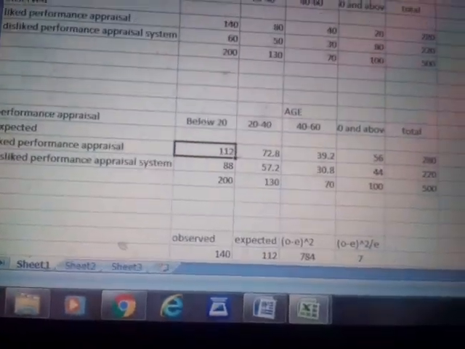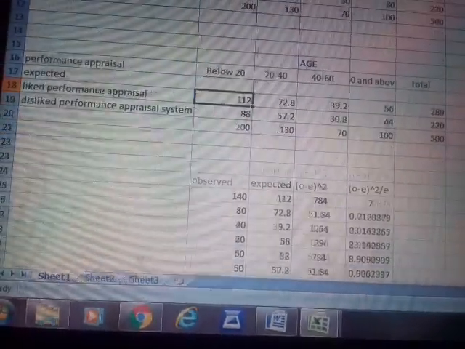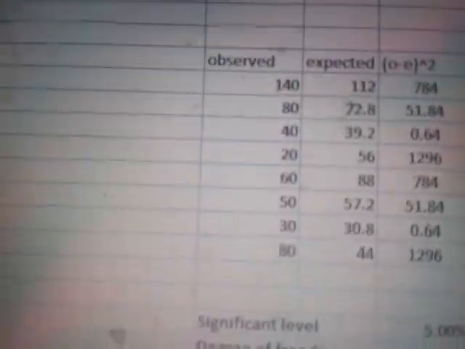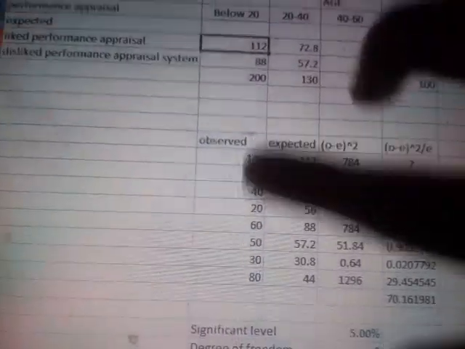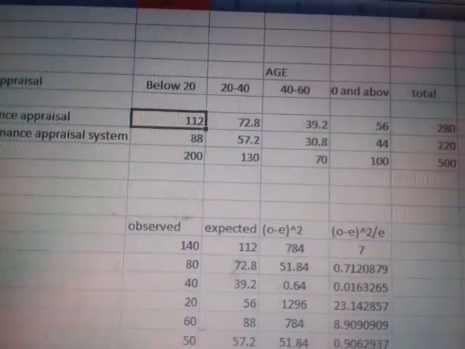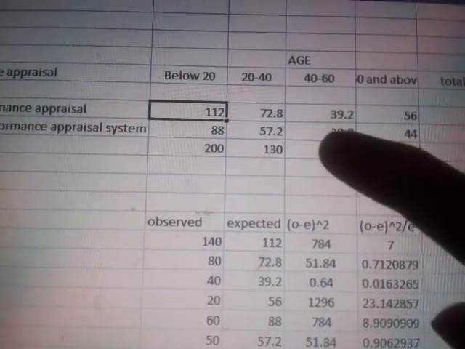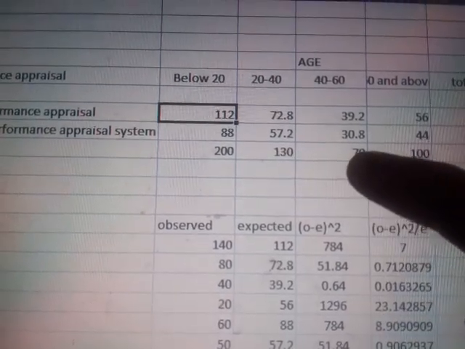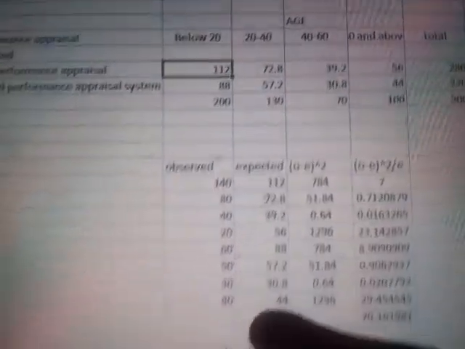Okay, so I'll show you. This is our observed data: 140, 80, 40, brought here column-wise. Then you go to this table. This is your expected value E: 112, 72.8, 39.2, 88, 57.2, 38, 30.8. Okay, so you just bring this one here.